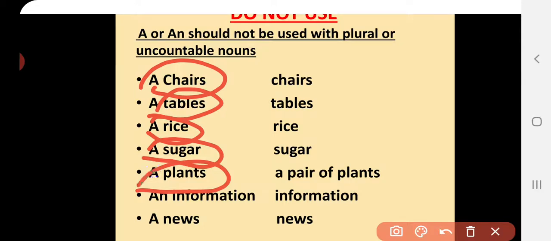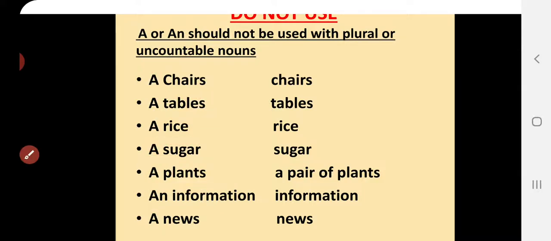A news. It is also a plural-looking noun, so we cannot use a news or an news. Just we have to say news. So my dear students, you have to be very clear that we should not use a or an before plural or uncountable nouns. I hope you understood about these articles. I hope this video helps you to understand better about articles.